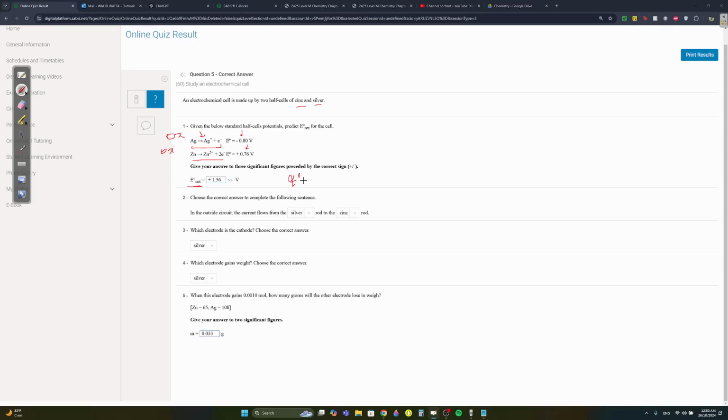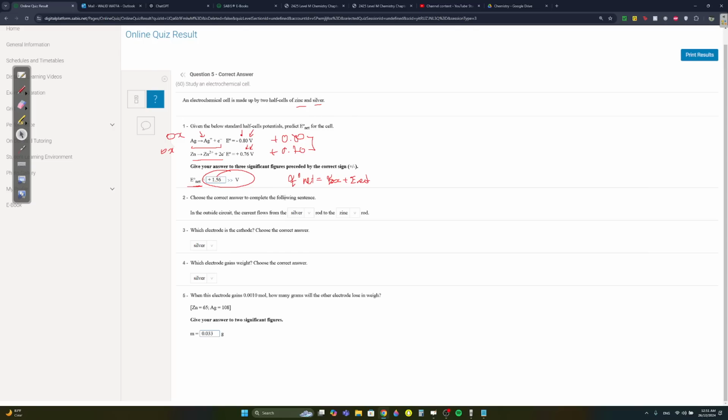They want to find E net. To find E net, you need E oxidation plus E reduction. In this case, both of them are oxidation, so I need to swap one of them. Always, like I told you, swap the negative one, the more negative one, and then add. So just make this plus 0.80 and this plus 0.76, and then add them. You get plus 1.56. I think you can just put 1.56. Oh no, you need to precede it by the correct sign. So always put plus if they say this.